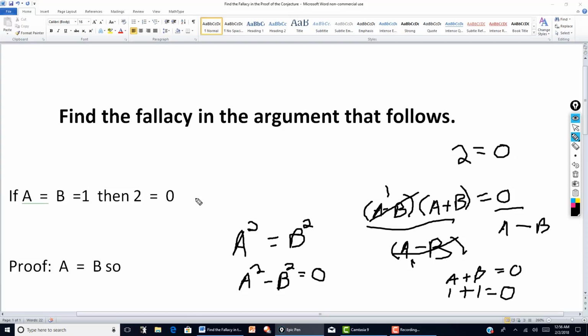Now the problem is, we know that 2 cannot be 0. So where did we go wrong? Where's the mistake? I'll give you just a few seconds to look this over. If you have a good background in algebra, you probably see it right away. But if not, take a few seconds and look at the steps and find out where the fallacy is. In other words, I performed an operation that is not legal. Can you find it?